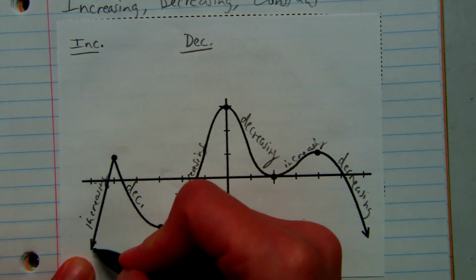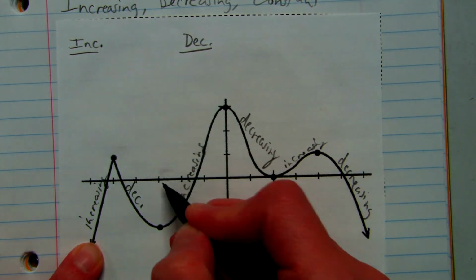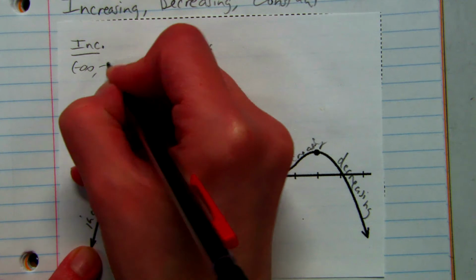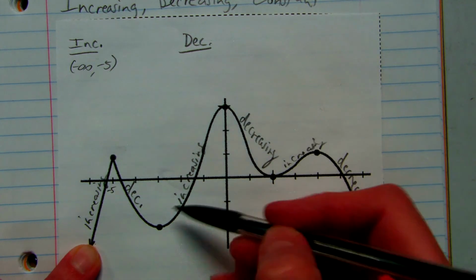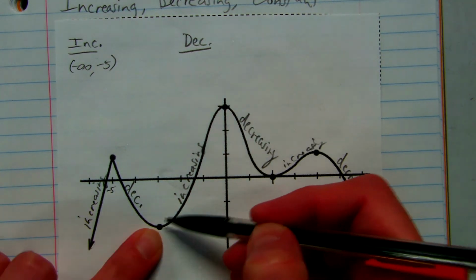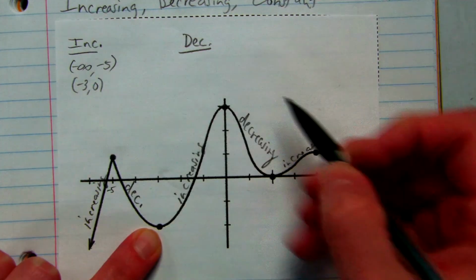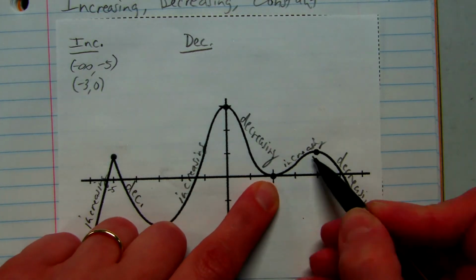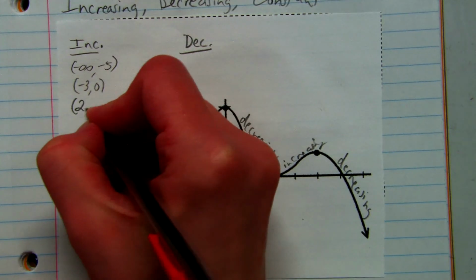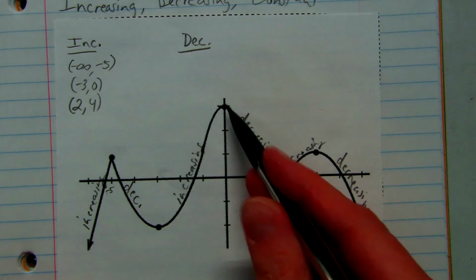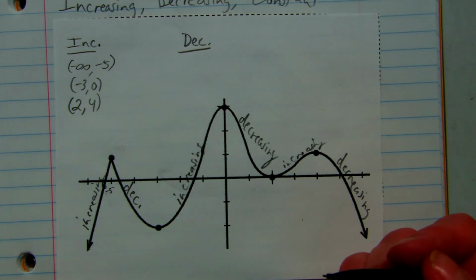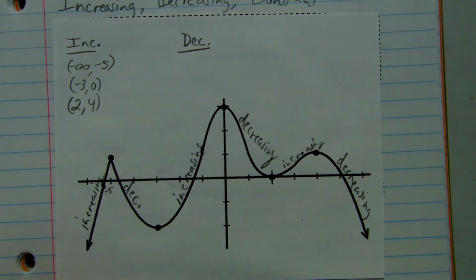So increasing goes from negative infinity up to 1, 2, 3, 4, 5. This would be -5. So negative infinity to -5, it's increasing. The next increasing goes from -3 to 0, and the next one goes from 2 to 4. And we're just assuming that everything on here is labeled as 1 unit because they didn't tell us anything else. So that's all the increasing.